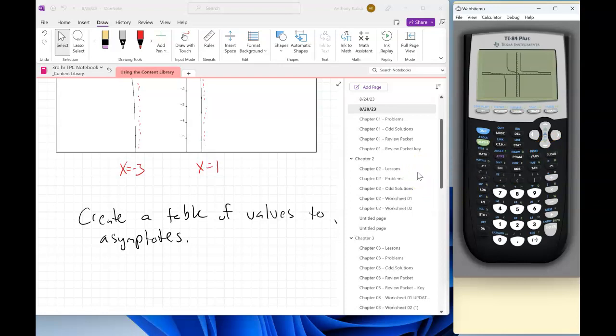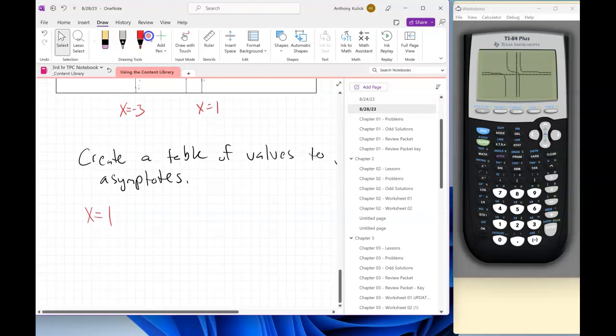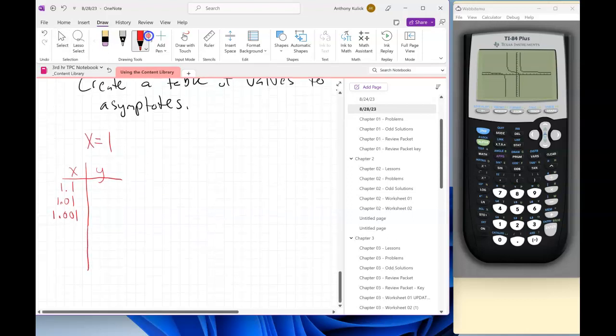So what we want to do, we're going to look at each of these separately. So for a table for the asymptote x equals 1, what I want to do is look at x values as they're getting closer and closer to 1 from values that are bigger than 1. So I'm going to look at those values. And then I'm going to do the same thing for values that are less than 1. They're getting closer and closer to 1.